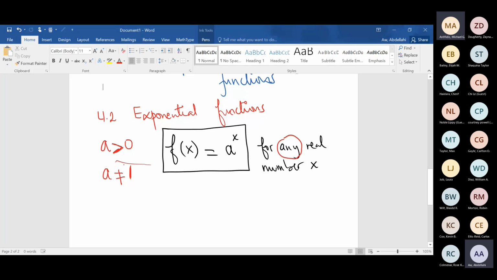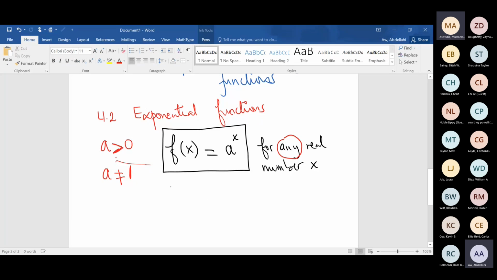The two reasons are different. We just explained why a cannot be negative. Can somebody give me a reason why a cannot be 1? Because the answer will always be 1. Exactly. Thank you very much. If a is 1, it's going to be 1, 1, 1, 1, 1. Then it's not an exponential function anymore. It's going to be just a constant function. Okay, that's the reason.